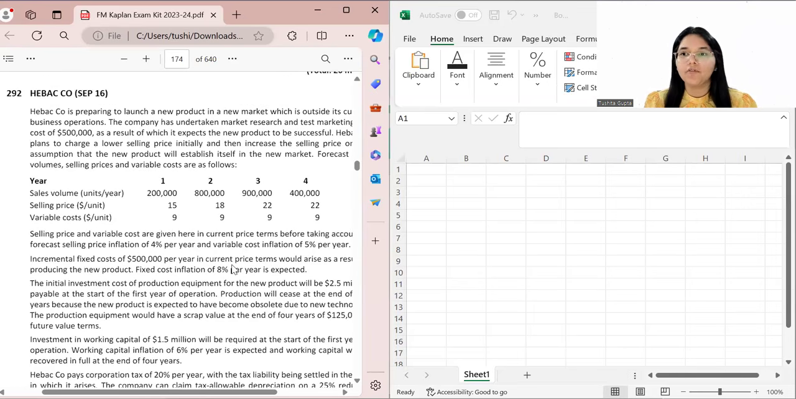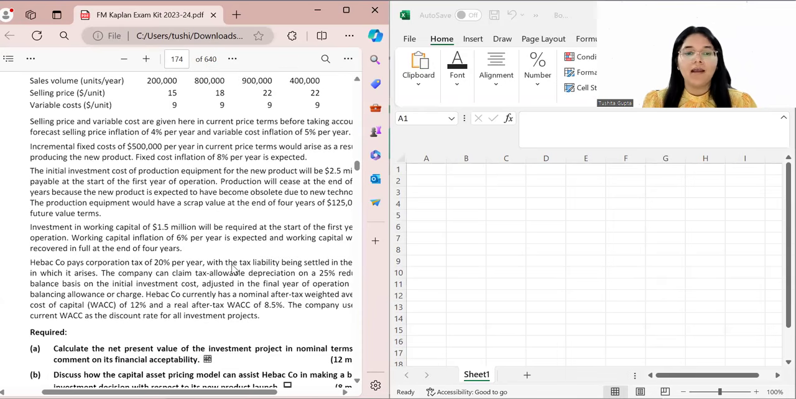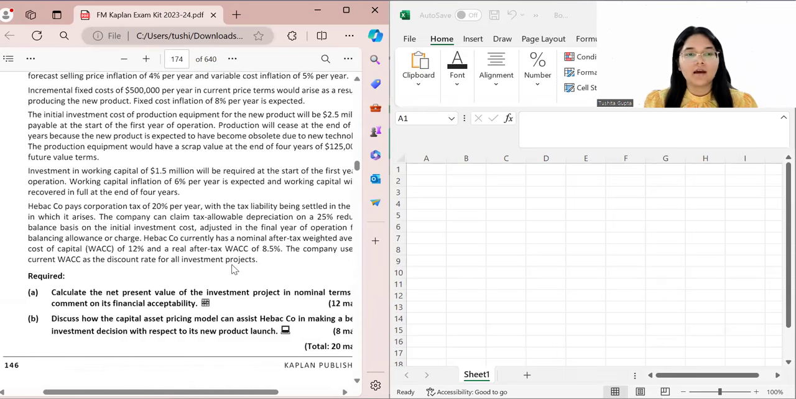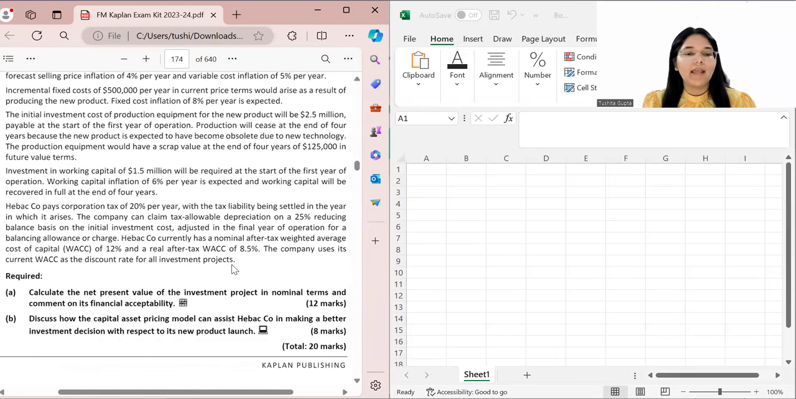The very first thing that we do is read the requirements, and then get started with the scenario. I can see that there are two requirements over here. Requirement A wants me to calculate the net present value of the investment project in nominal terms and comment on its financial acceptability. This is for 12 marks.